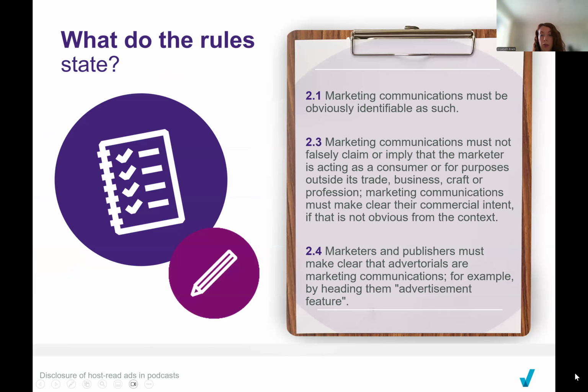So we'll have a look at the specific rules that are relevant to this guidance. You can see on your screen three rules taken from section 2 on recognition of advertising in the CAP code. As you can see, these rules make clear that marketing communications must be obviously identifiable as such. They mustn't falsely claim that a marketer is acting for purposes outside of their business or trade, and that advertorial, so that is paid for content that takes a similar form to editorial content, is clearly marked out as such. These second two rules derive from prohibited practices in the consumer protection regulations, the CPRs, which govern consumer protection regulation in the UK. And so these are practices that are considered in all circumstances unfair and so are prohibited.